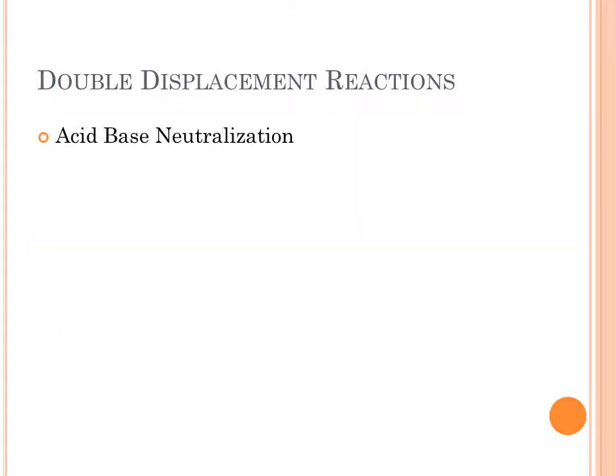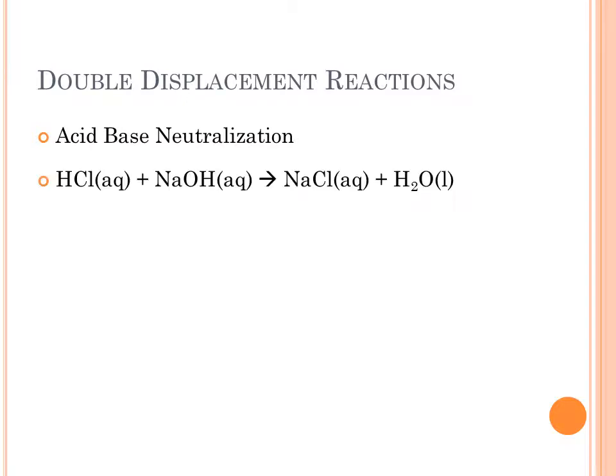There are several different types. Acid-base neutralization, where an acid, like hydrochloric acid, will react with a base, like a metal hydroxide, like sodium hydroxide. And the sodium's going to go with the chloride, the hydrogen's going to go with the hydroxide. So we get sodium chloride and water. And of course you'll balance each of these.